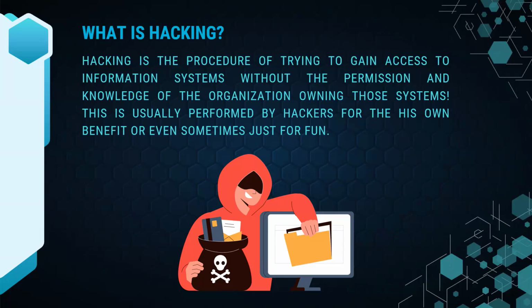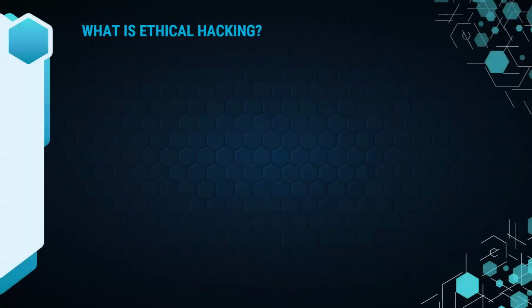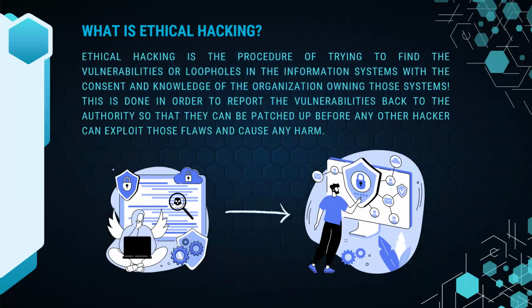Now, if hacking is such a malicious task, why do we have a course called ethical hacking? And how is this getting ethical in the first place? To define ethical hacking, this is a procedure of trying to find vulnerabilities. This terminology called vulnerability is something that will keep coming across a lot in the upcoming sessions as well. To define it, it's a loophole, a flaw in the security of the information system. Basically these vulnerabilities are what hackers look for to exploit and get access to the systems.